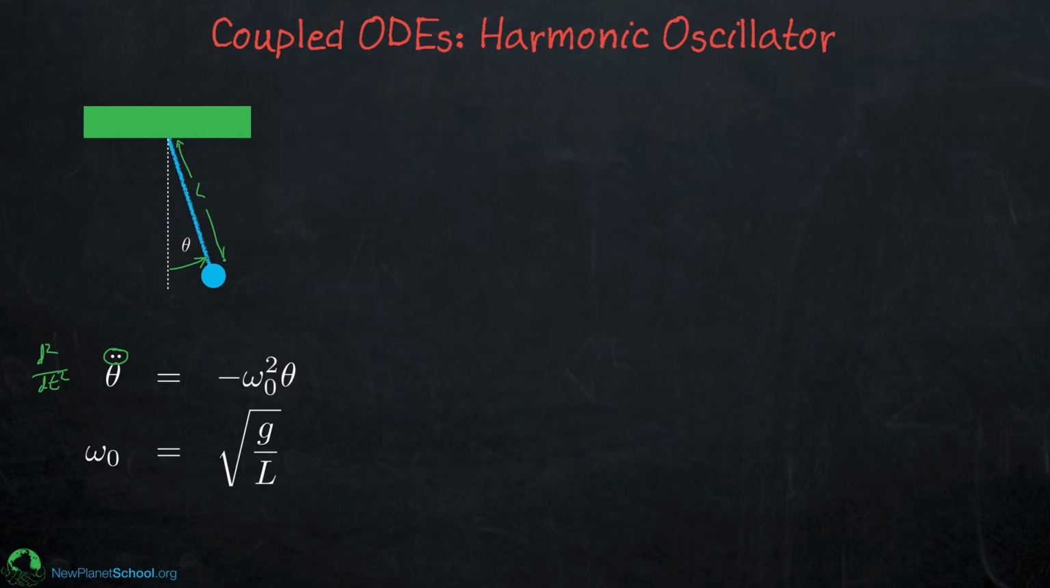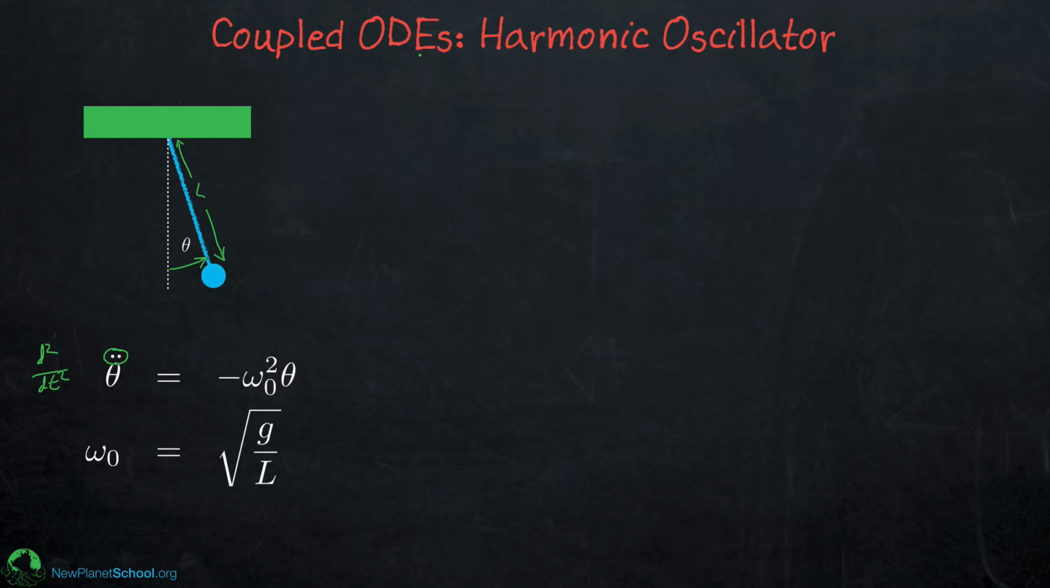But if you're not doing physics, it doesn't matter. Just think of omega naught as some number. But what we want to do is take this equation, which is the equation we just did with the second order solver, and solve it now as a first order coupled solver.